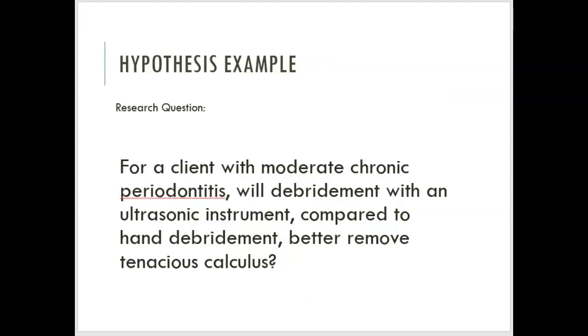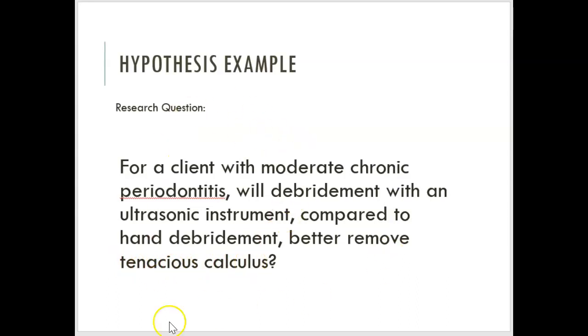So let's look at this example. For a client with moderate chronic periodontitis, will debridement with an ultrasonic instrument compared to hand debridement better remove tenacious calculus? So what's our problem? What's our P? Our P is someone who has periodontitis. What's our I? What's our intervention? Our intervention is debriding with ultrasonic, so using Cavitron, for example. What's our C? What are we comparing it to? Comparing it to hand debridement. And what's our O? What's our outcome? Outcome is the removal of the tenacious, of the very hard and sticky calculus.